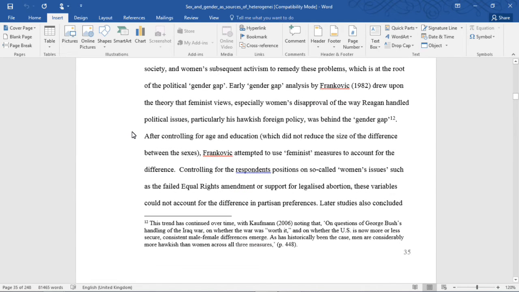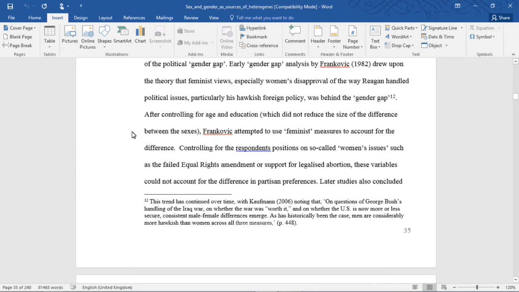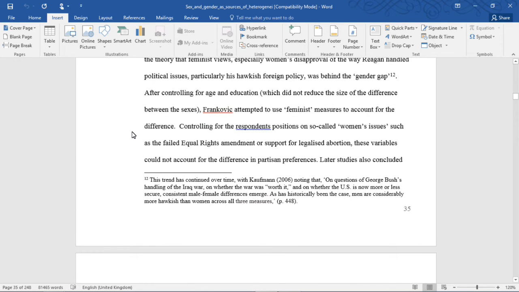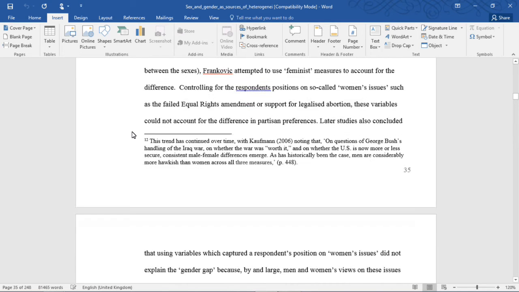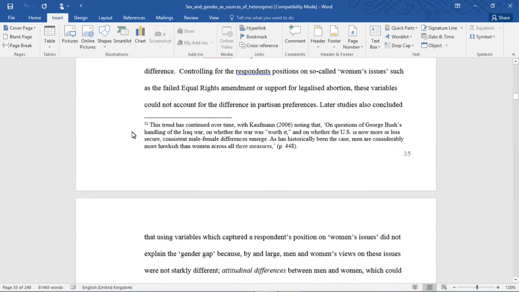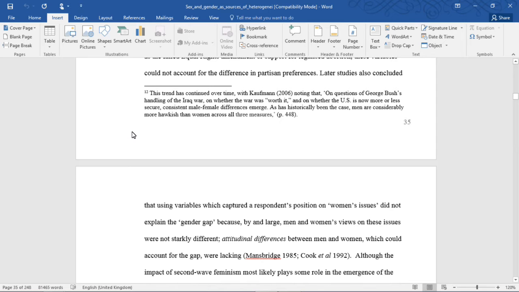Early gender gap analysis by Frankovic drew upon the theory that feminist views, especially women's disapproval of the way Reagan handled political issues, particularly his hawkish foreign policy, was behind the gender gap. After controlling for age and education, which did not reduce the size of the difference between the sexes, Frankovic attempted to use feminist measures to account for the difference. Controlling for the respondents' position on so-called women's issues, such as the failed Equal Rights Amendment or support for legalized abortion, these variables could not account for the difference in partisan preferences.